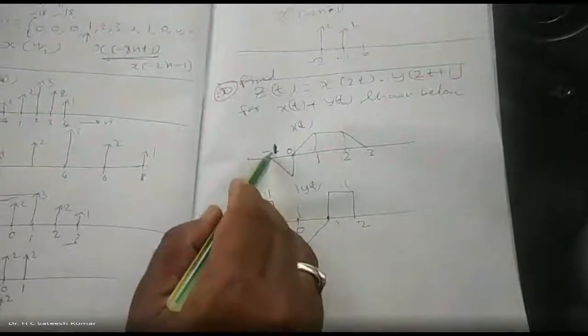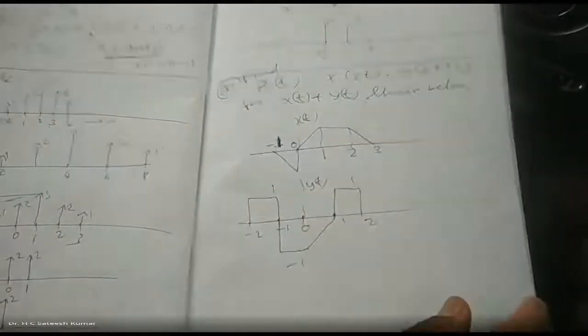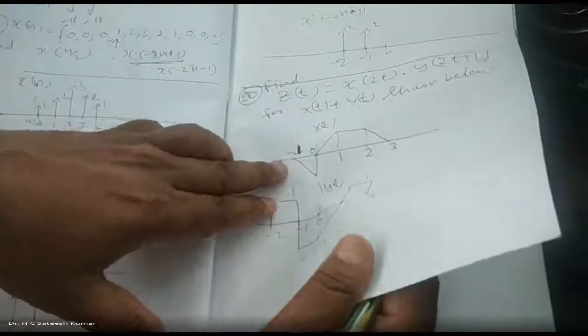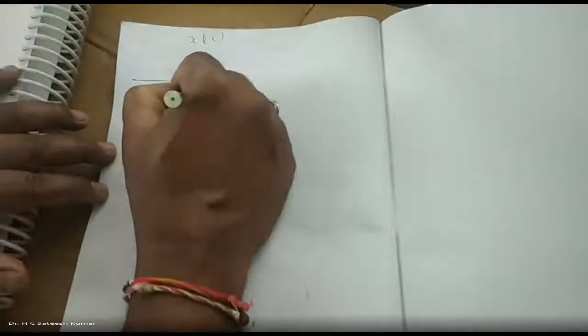What you should do? 2t is equal to minus 1. Therefore, t is equal to minus half. Here it is continuous, so it will exist at all the points. Therefore, this will exist at minus half. My left edge will be at minus half. So it starts from minus half. And 2t is equal to 0. Therefore, t is equal to 0. So minus half to 0, you will have this kind.